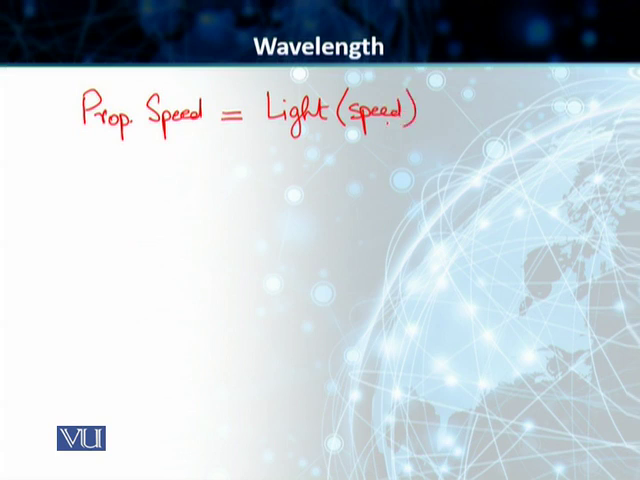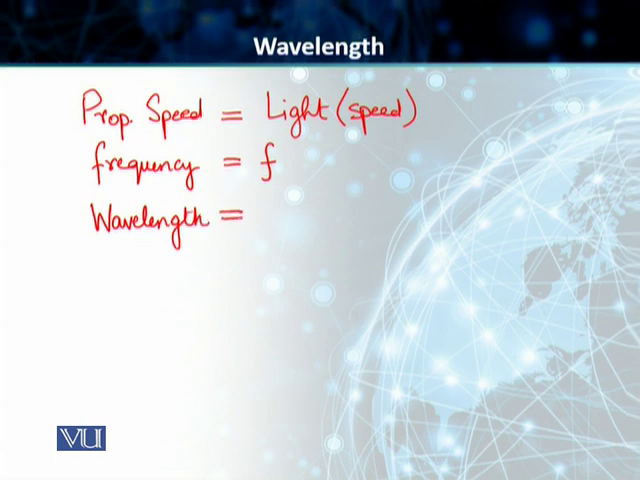The second thing that we need is the frequency. So we represent the frequency as usual by small f. Now wavelength is represented by a symbol which is called lambda. This is how it's represented.